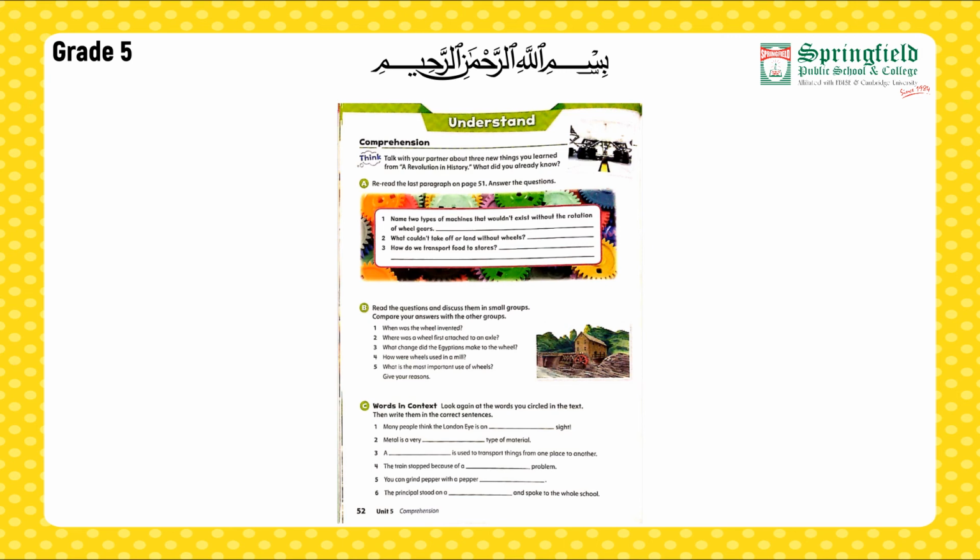Now exercise C, words in context. Look again at the words you circled in the text. Then write them in the correct sentences. Number 1. Many people think the London Eye is an blank sight. So the blank will be filled with inspiring. Many people think the London Eye is an inspiring sight. You have to do the rest in the same way.